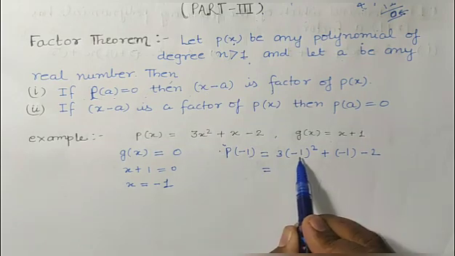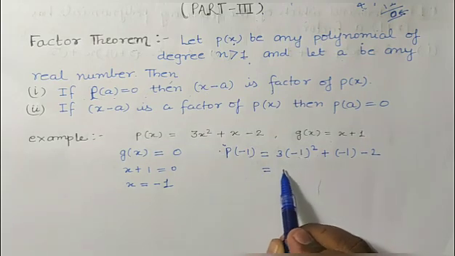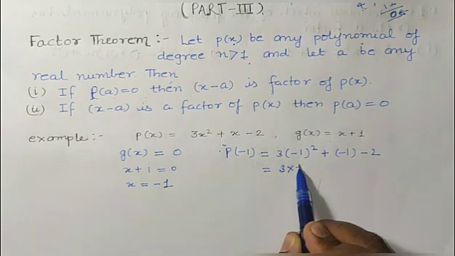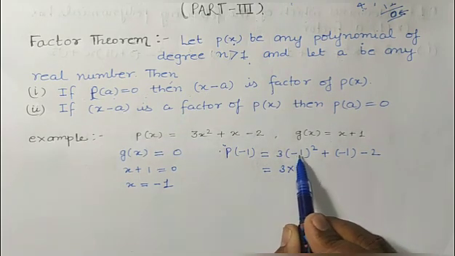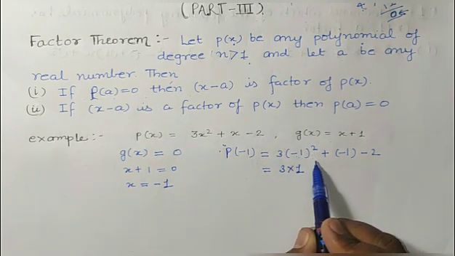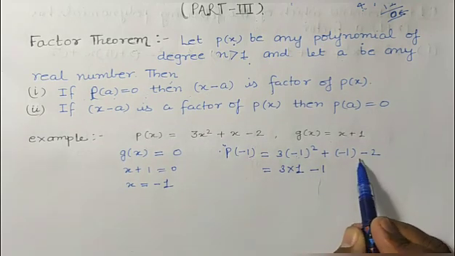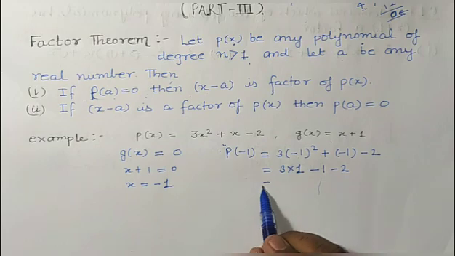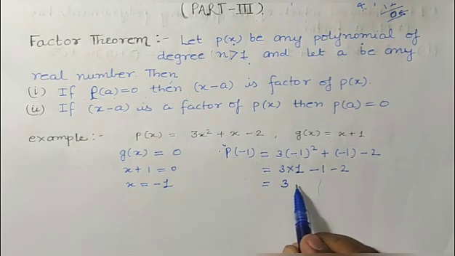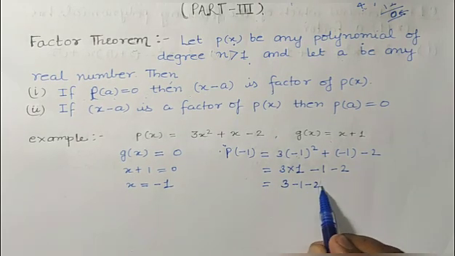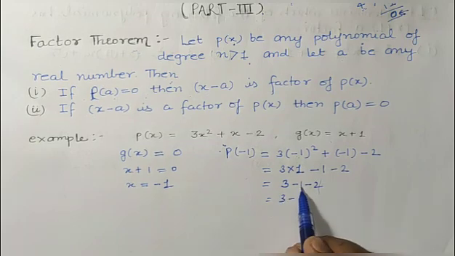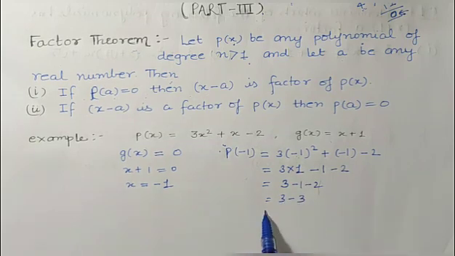So what will we get from here? Minus 1 square will be plus 1, so 3 into 1, because the square of a negative is positive. Here plus minus is minus, and here it is minus. So you will get 3 into 1, 3, minus 1 minus 2, meaning 3 minus 1 minus 2 is minus 3, so it will be 0.